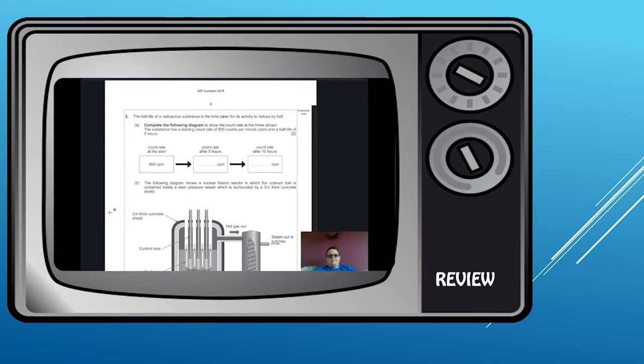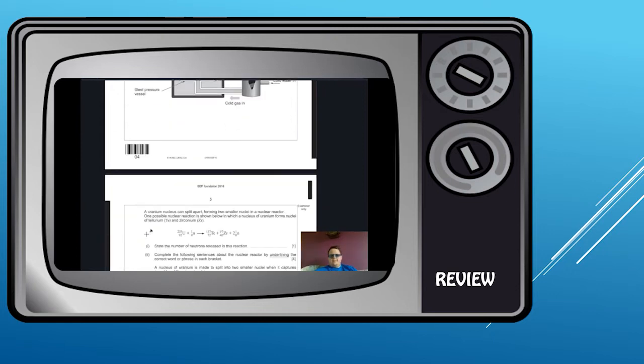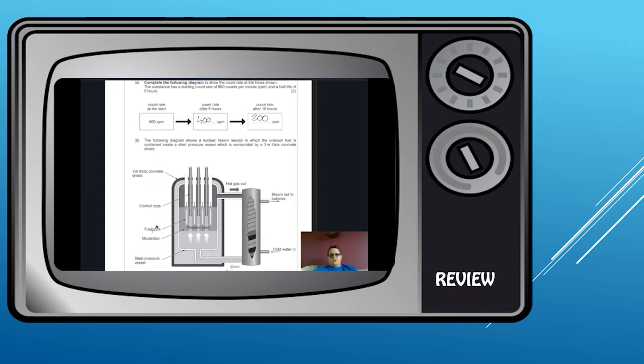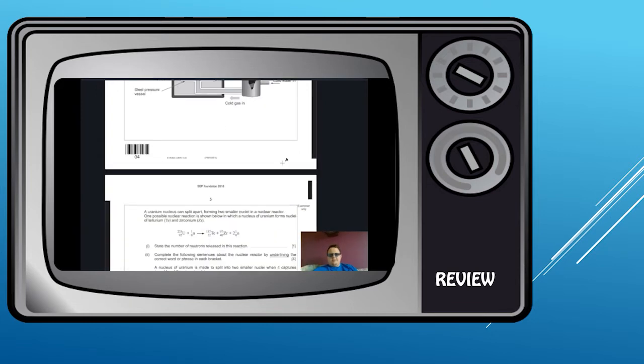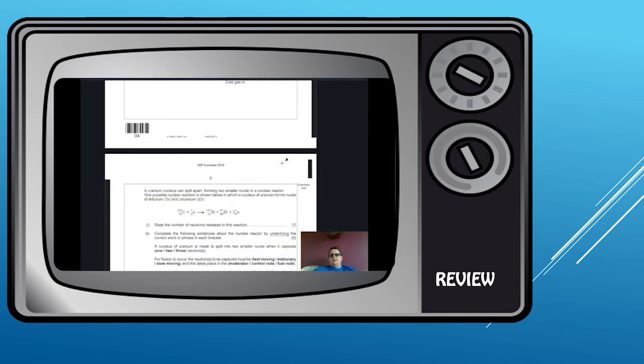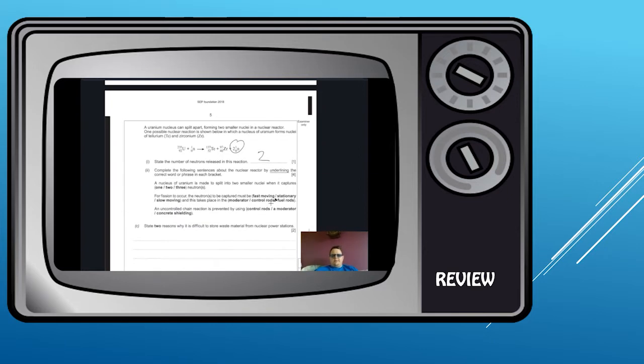Complete the diagram. It's got a half-life of 5 hours, so every 5 hours it's going to halve. So dead easy, nice to start us off. 800 halved is 400, and 400 halved is 200. Okay, so we've got a nuclear reactor here, plenty of stuff to read, you should read it all. And we've got an equation: how many neutrons are released? So that's there, so that's 2.